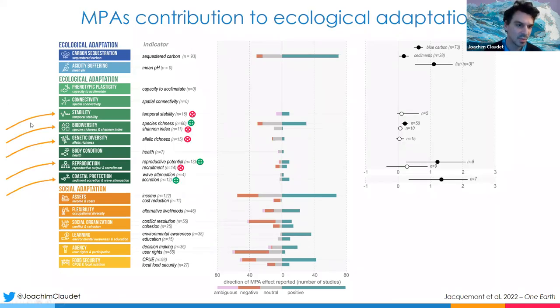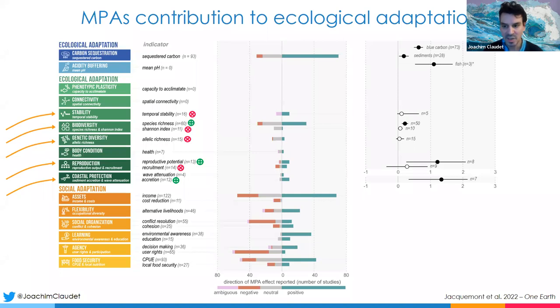Then when we look at, once again, you have the arrows to guide you: stability, biodiversity, and all those with arrows are those from which we could do a meta-analysis that could be quantified, from which we could extract some quantitative information. You can see that we could find positive evidence on species diversity. We can find positive outcomes of MPAs on reproductive potential. We could find and quantify, of course, the magnitudes, but I won't go into numbers here, and a positive effect on accretion. So that means that MPAs can contribute to coastal protection, to reproduction, and to biodiversity. These are the pathways through which MPAs can have positive outcomes on ecological adaptation.